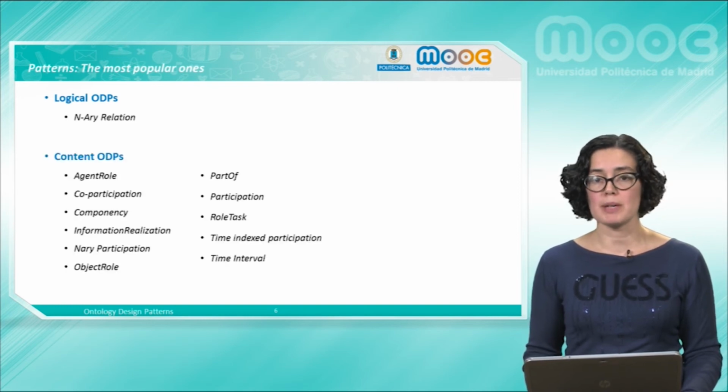As for content patterns, some of the most used are the part of, participation, or agent role. The latter one, agent role, can represent situations where an agent or a person plays different roles at the same time, as the example of the researchers and university professors mentioned at the beginning of this video.